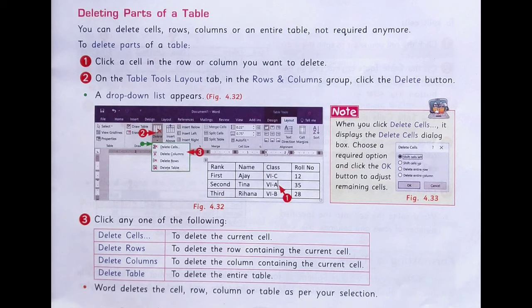Delete Cells to delete the current cell. Delete Rows to delete the row containing the current cell. Delete Columns to delete the column containing the current cell. Delete Table to delete the entire table. Word deletes the cell, row, column or table as per your selection.